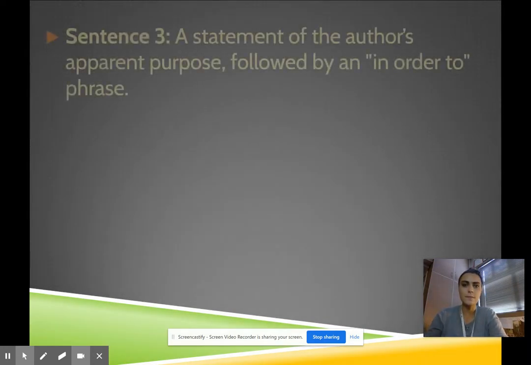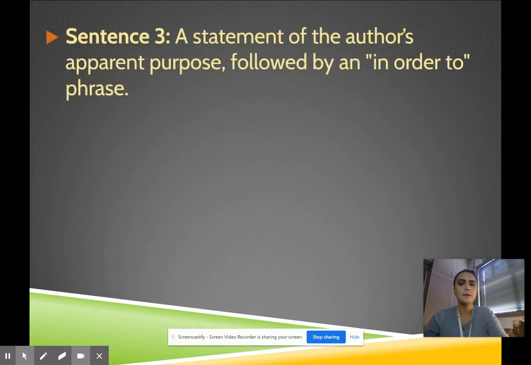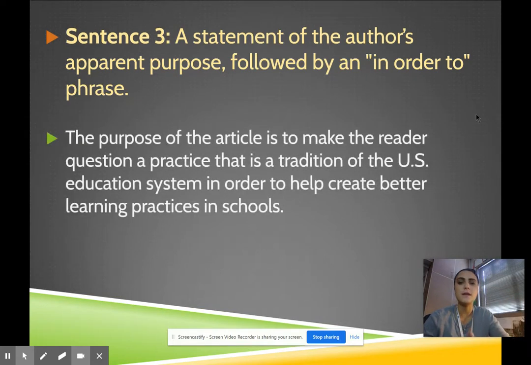Okay, sentence 3 gets a little easier. In sentence 3, this is the author's purpose, followed by an "in order to" phrase. For purpose, think about what the author wanted to convince us of. Think about why the author wrote the text. And for the "in order to" phrase, think about the change that the author wants to happen as a result of this text.